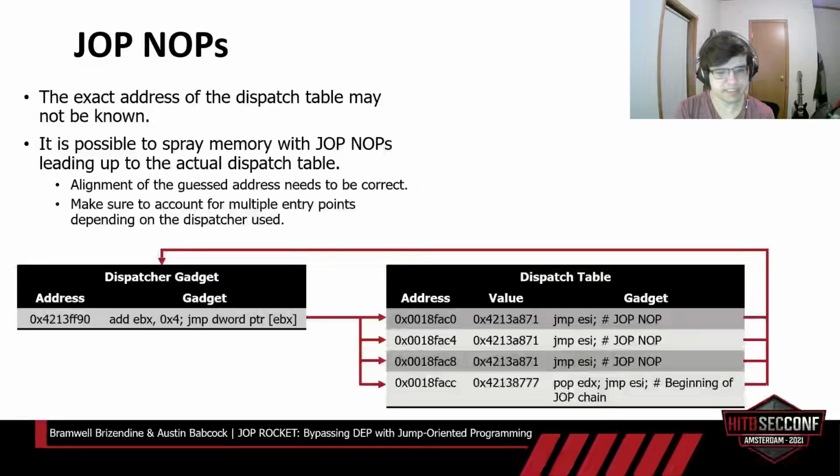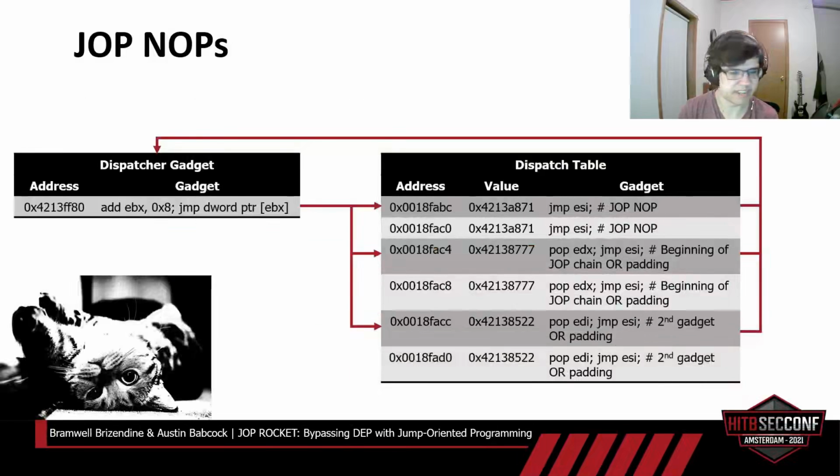One thing to keep in mind is that this is an address. It's not like a shellcode NOP where it's just an opcode. So we do have to guess the alignment correctly there. If we don't guess the alignment correctly, we're not going to get the correct address, and we're probably going to get an access violation. Also, if we have padding with our dispatcher gadget, we need to specialize our padding because we can have multiple entry points to our dispatch table depending on which NOP we guessed.